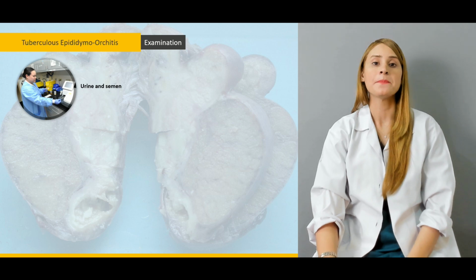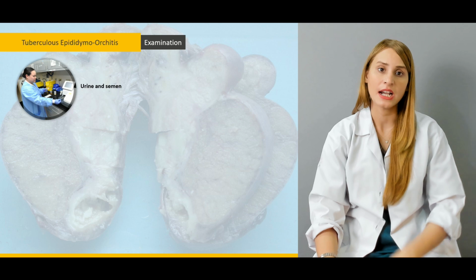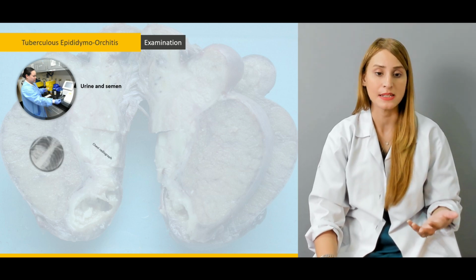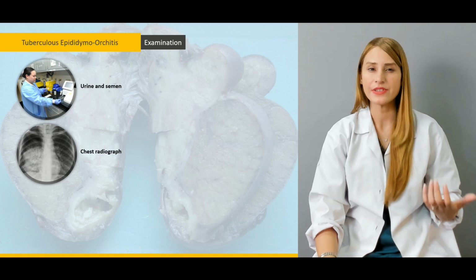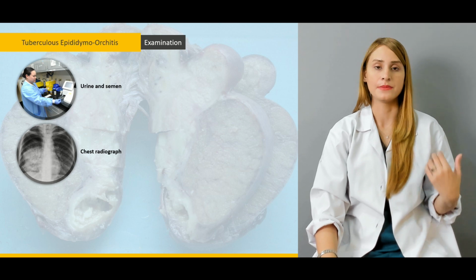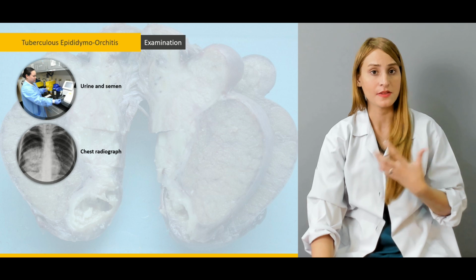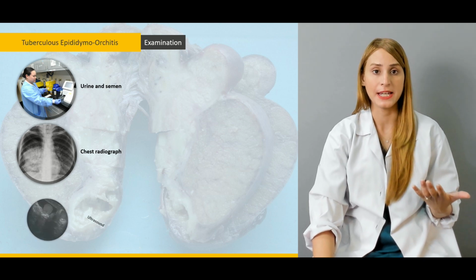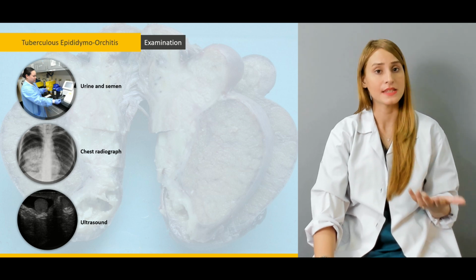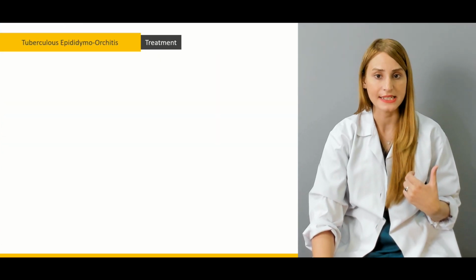In case of the investigation for the tuberculous epididymal-orchitis, again starting from the baseline investigation, you go for the urine and the semen analysis. You have to go for the chest radiograph as well, because if there's a pulmonary TB, the focus of the tuberculosis would be the apices of the chest. So always go for the chest radiographs, and also you go for the ultrasonography in case of the tuberculous epididymal-orchitis.